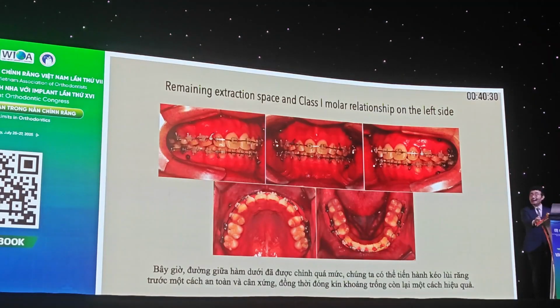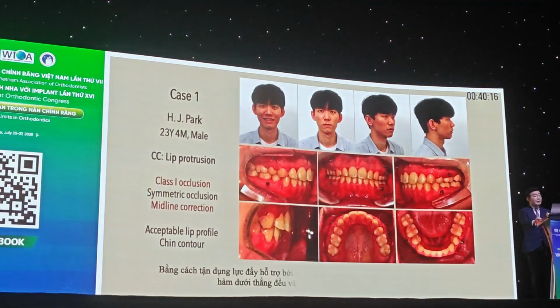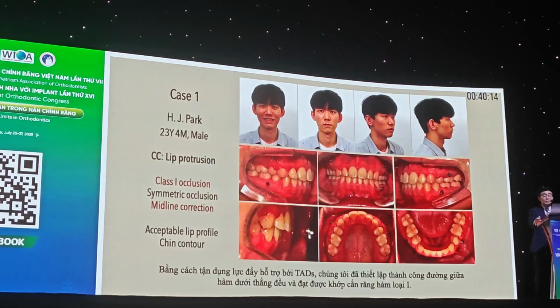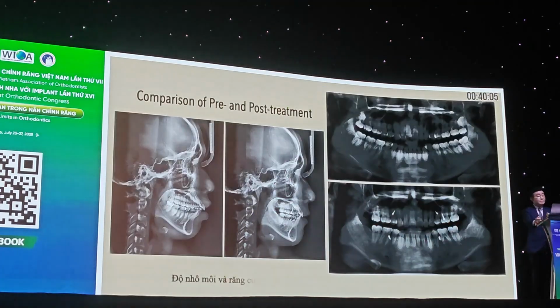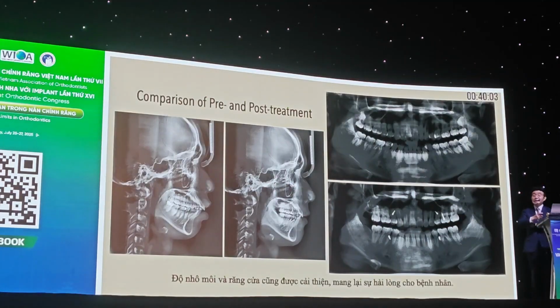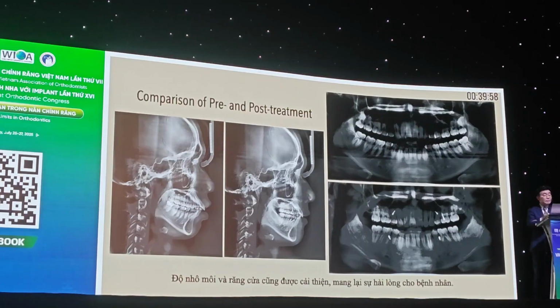Now that the mandibular midline has been overcorrected, we can proceed with safely retracting the incisor teeth symmetrically while efficiently closing the remaining space. By harnessing pad-supported pushing forces, we effectively established a well-aligned mandibular midline and achieved class 1 occlusion of the molars. The protruded incisor and lip have also improved to patient satisfaction.